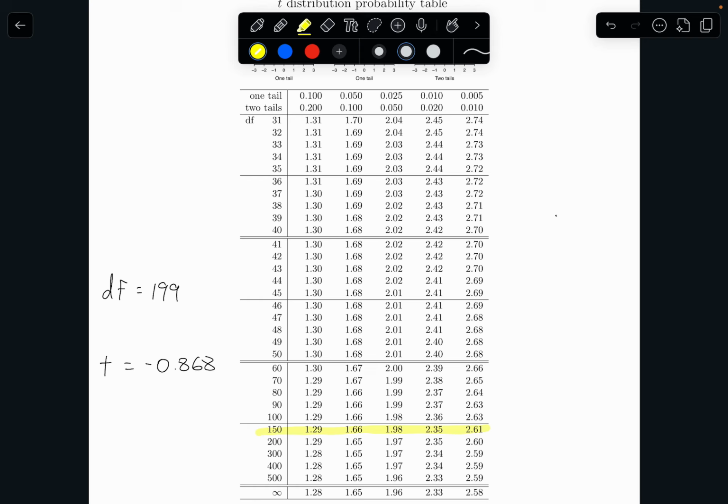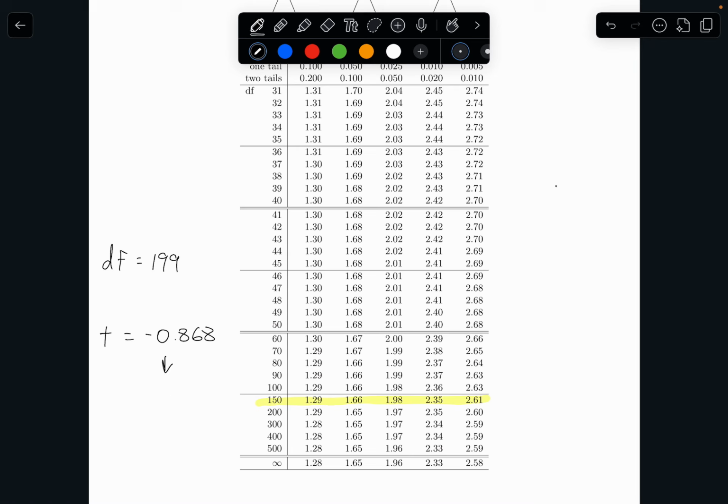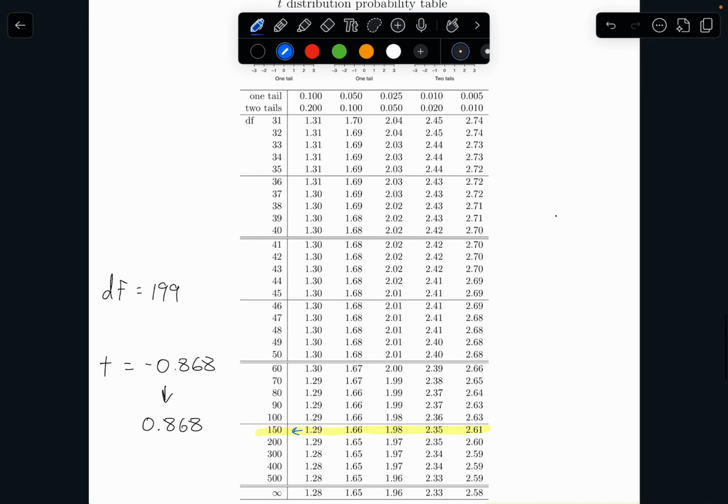My test statistic is t equals negative 0.868. Remember, our table doesn't show us negative test statistics, but we can just go ahead and change the sign to positive 0.868. And then I'm going to look for where that test statistic lives in my table. And in this case, it's smaller than all of the numbers that I've highlighted here, which means that it's going to live somewhere to the left of 1.29. Which means then that my p-value is going to live somewhere to the left over here.